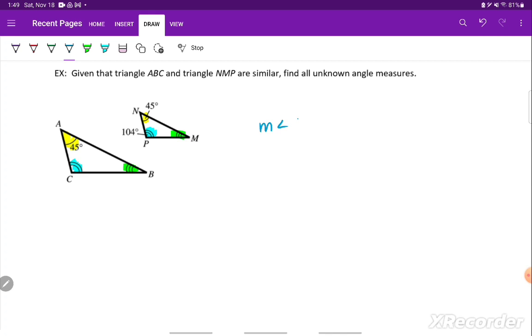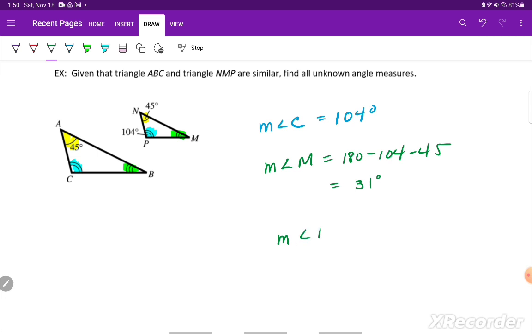So the measure of angle C is the same as the measure of angle P, 104 degrees. Now they don't give us either M or B, but we can find M because we know that all the angles in a triangle have to add up to be 180 degrees. So the measure of our angle M is going to be equal to 31 degrees, and then B is the corresponding angle, so it'll also be 31 degrees.